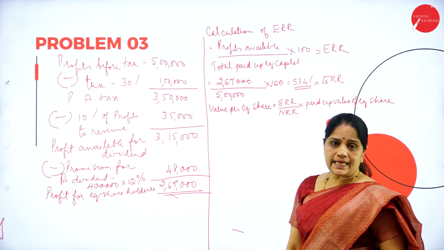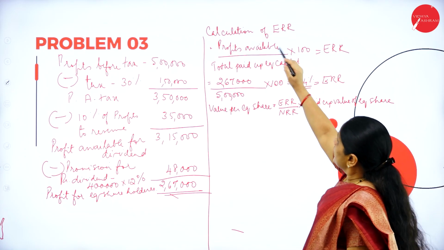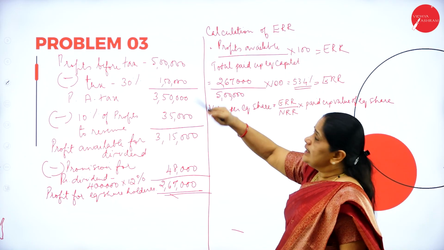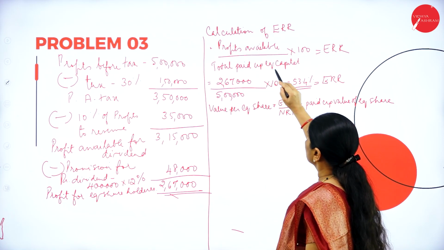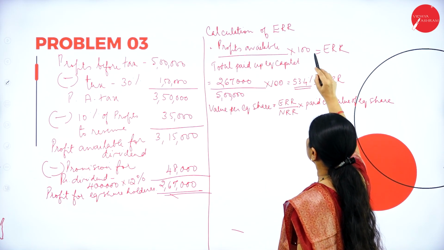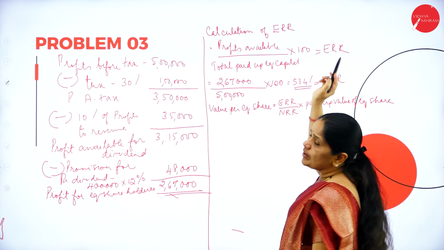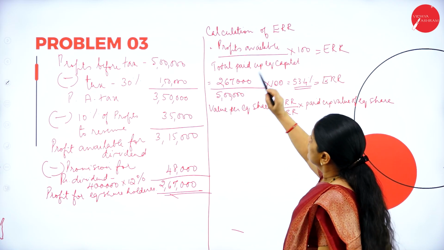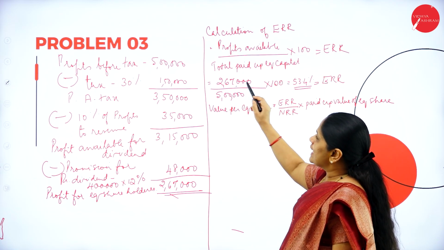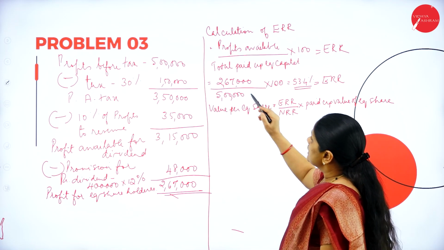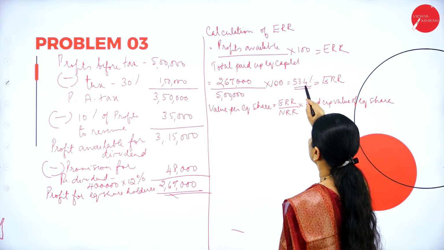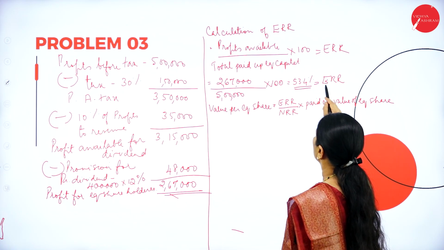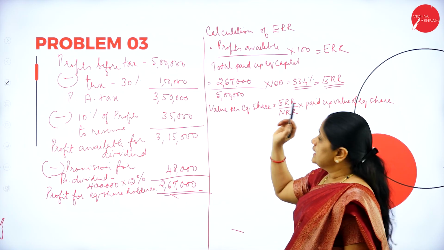Now, we have to calculate the ERR. Now, the calculation of ERR, we need profits available for equity shareholders divided by total paid up equity capital into 100. So, this is the formula to find the ERR. So, the profits available is 2,67,000 divided by total paid up equity capital is 5 lakhs into 100. I get 53.4%. So, this is the ERR.